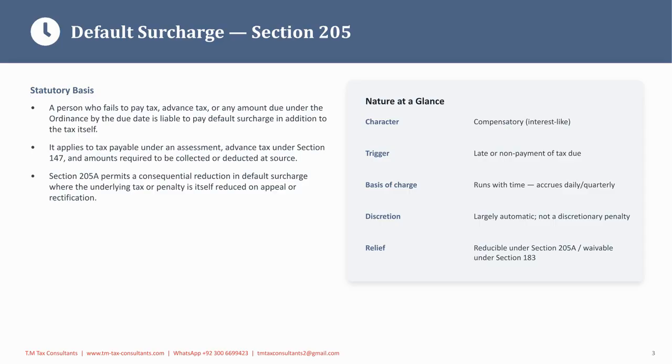Default surcharge, covered under Section 205, applies when tax is not paid by the due date. It is a compensatory, interest-like charge that accrues over time. While largely automatic, it is reducible under Section 205A if the underlying tax or penalty is reduced on appeal.